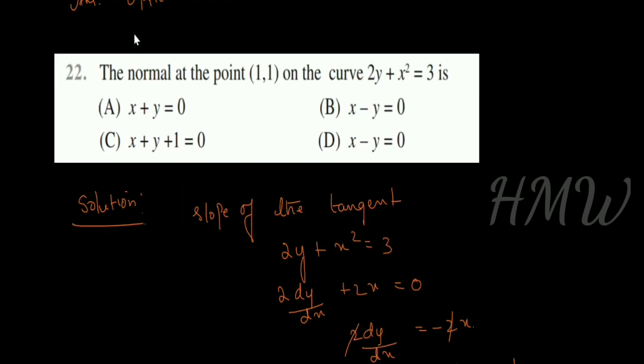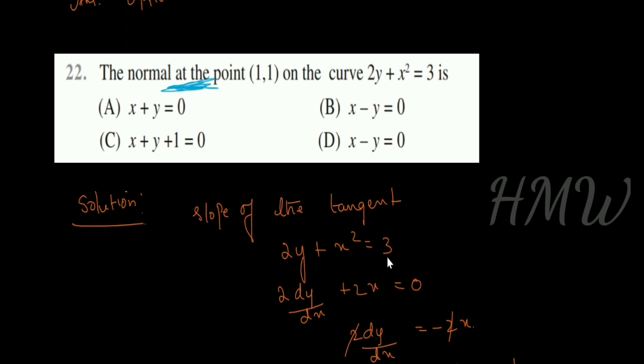Question number 22. The normal at the point (1, 1). You have to read the question carefully whether the normal is passing through the point or at the point. So here in this case it is at the point (1, 1) on the curve 2y + x² = 3. We're going to find the equation of the normal at the point. As usual, we first find the slope of the tangent.